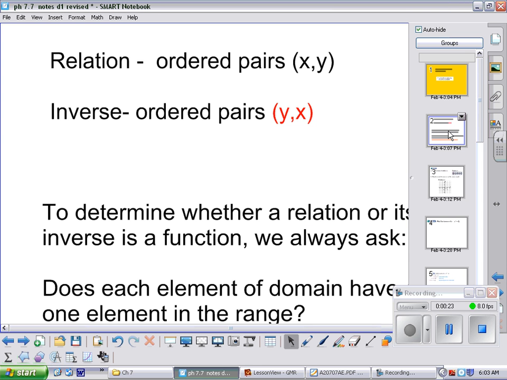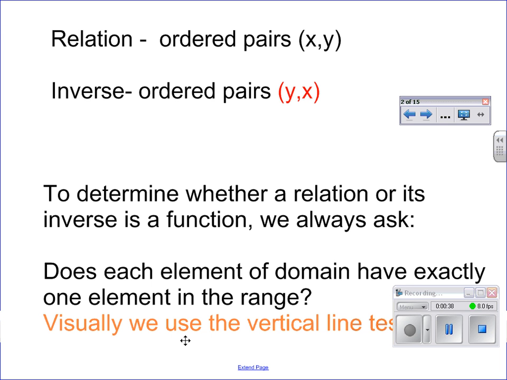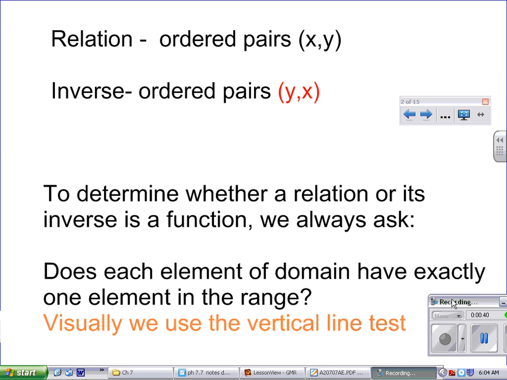A relation is just a set of ordered pairs, x, y. Inverse, what we're going to do is we're going to take the x's, make them y's, take the y's and make them x's. We're just going to put them in opposite spots, okay? That's all we're doing, all we're using to define inverse, okay?